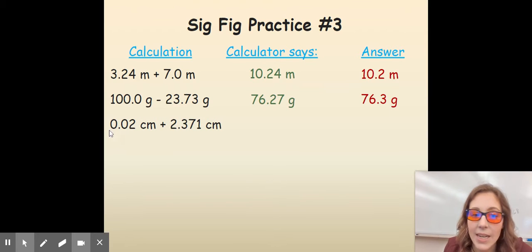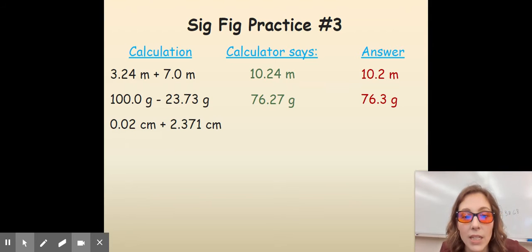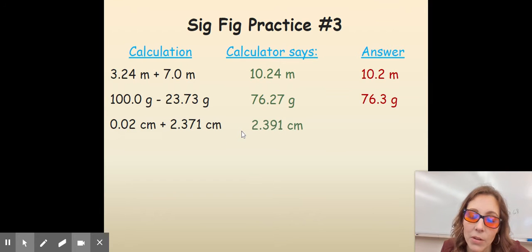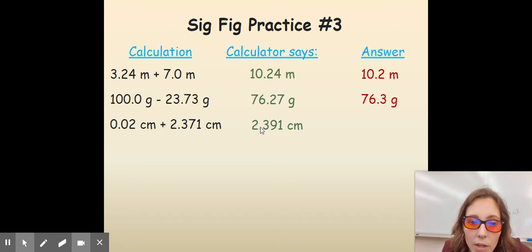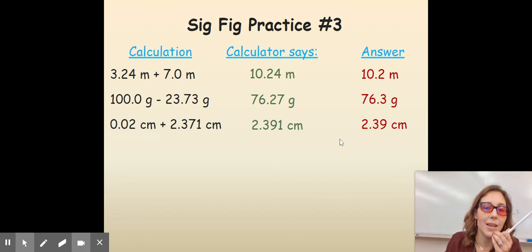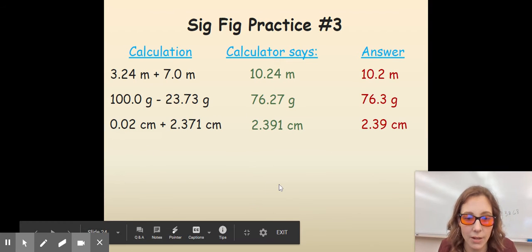All right, now this one, 0.02, 2 decimal places. The other one has 3 decimal places. So my answer has to be rounded to 2 decimal places because that's the least precise. So how do we round this? Well, we're going to be looking at the 1. Okay, don't try to say, well, it's 2.4 or 2.40. No, because we're looking at the 1. And the 1 is just going to cut off. It's not going to round that 9 up. So you're going to get 2.39, and centimeter plus centimeter is just centimeter.